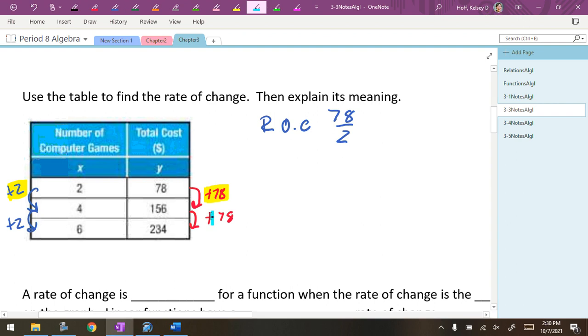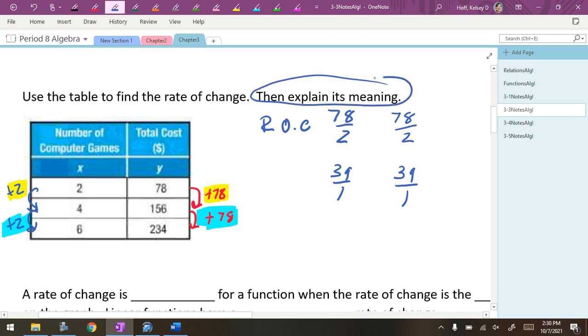The second change in y was 78. The second change in x was 2. So you would write 78 over 2. 78 divided by 2 is 39, technically over 1, yes? And I'll talk about why we want it over 1. Normally, you'd say, Ms. Hoff, don't put that over 1. But when it says explain its meaning, we got to talk about labels.